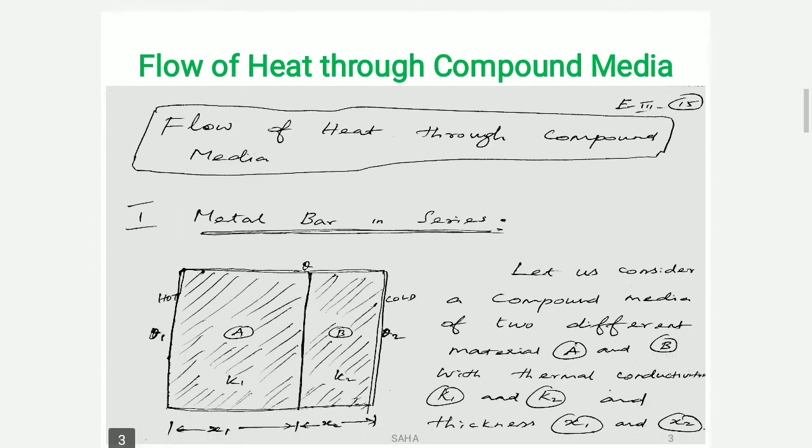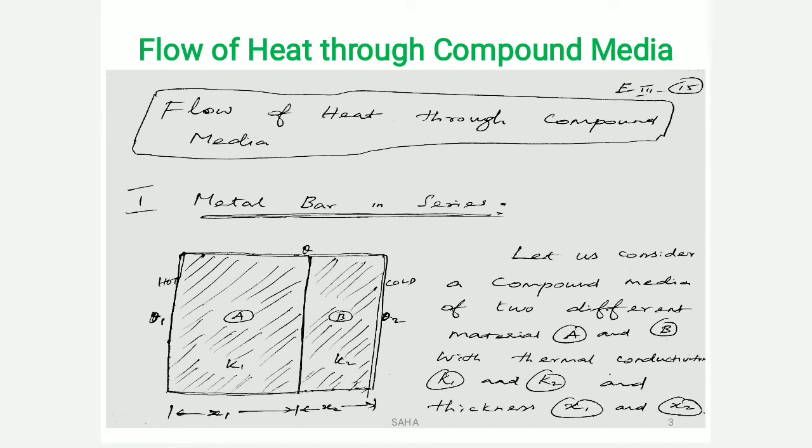Here we are going to study briefly about the flow of heat through compound media. Flow of heat through compound media has two portions. The first one is metal bars in series, where two metal bars are placed in series position. The second main part is two metal bars in parallel position. We are going to discuss how the heat flows in these two positions. First, metal bars in series position.